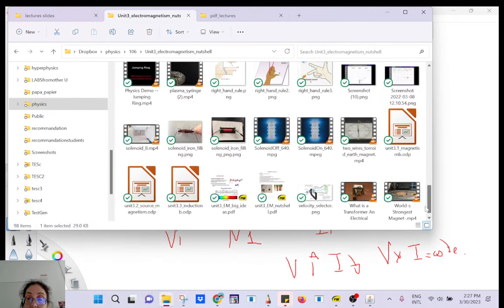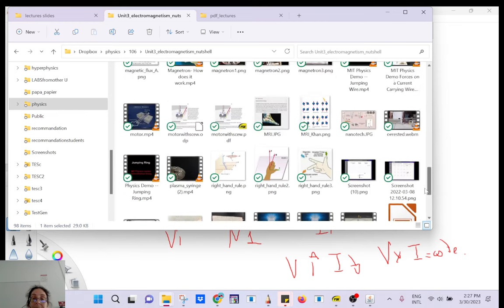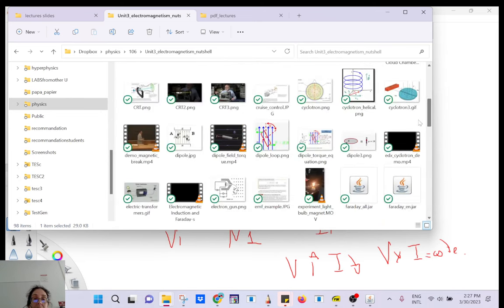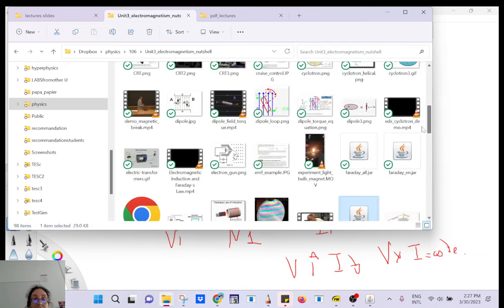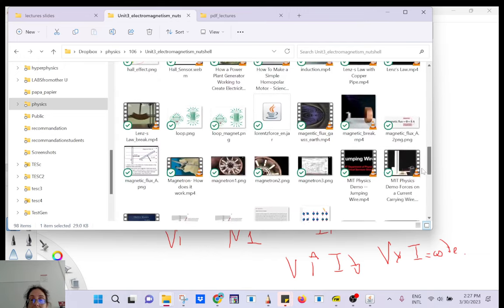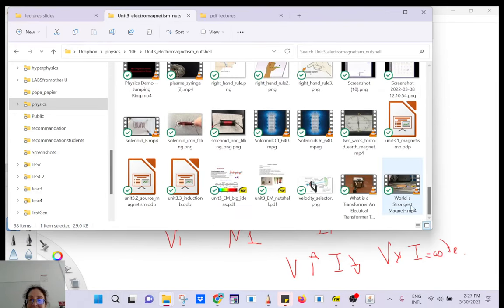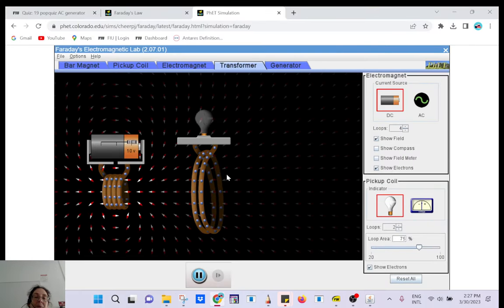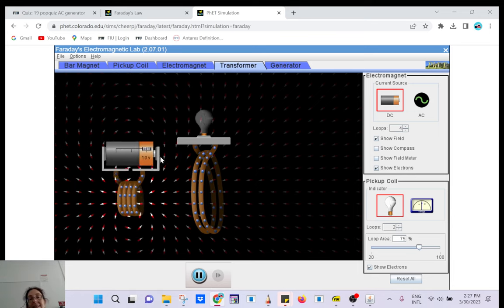I found a simulation with a transformer. No? I'm sure I have found a transformer simulation. You don't see any transformer. When I type transformer, I see the cartoon, but it's not exactly what I want. Okay, so that's the idea of a transformer here.